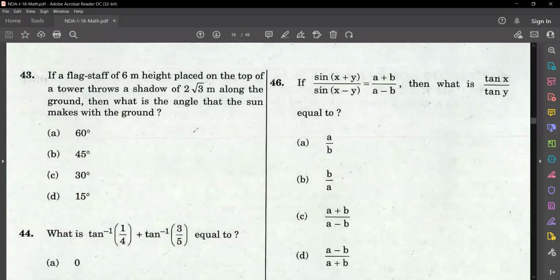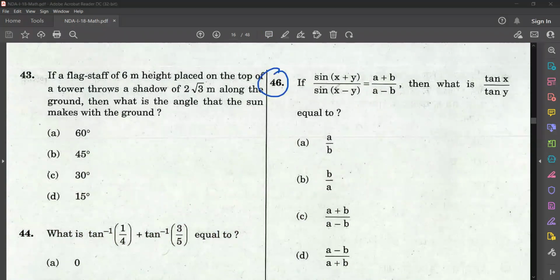Question number 46. If sine (x plus y) by sine (x minus y) is equal to (a plus b) divided by (a minus b), then what is tan x by tan y? The options are in terms of a and b. So they have given sine (x plus y) by sine (x minus y) is equal to (a plus b) by (a minus b).